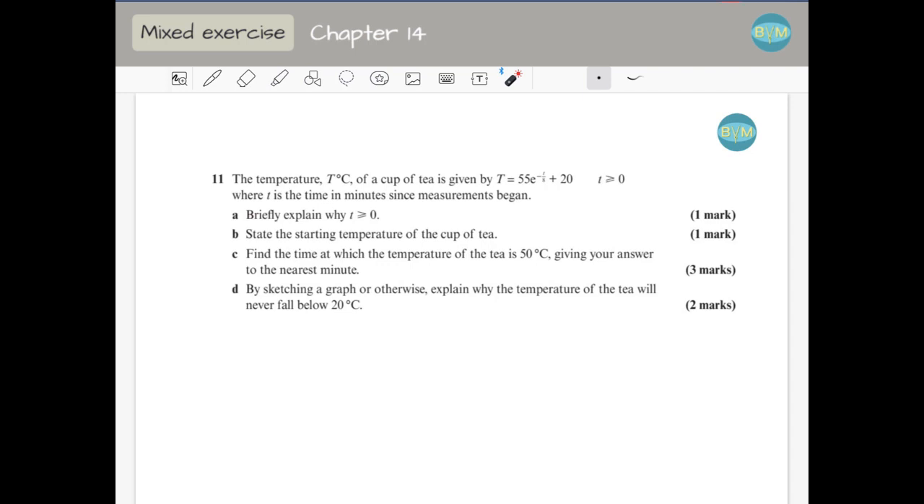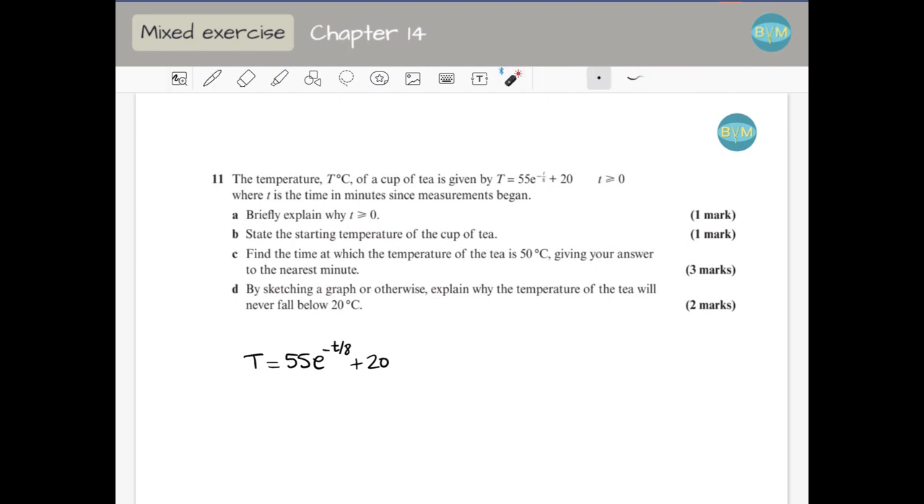Hello, this is question 11 on your mixed exercise 14. So the temperature T Celsius of a cup of tea is given by this function. If you see the exponent is negative, so it's going to be decreasing with the time. So this is the temperature, T = 55e^(-t/8) + 20.